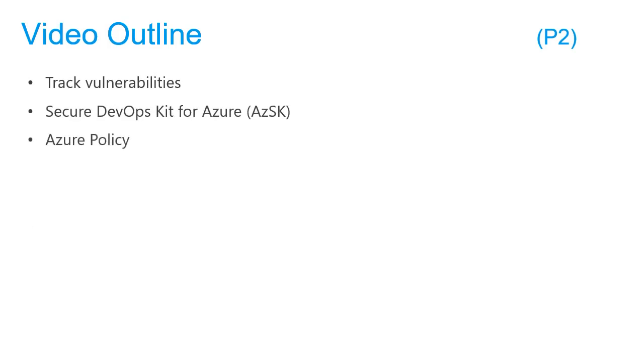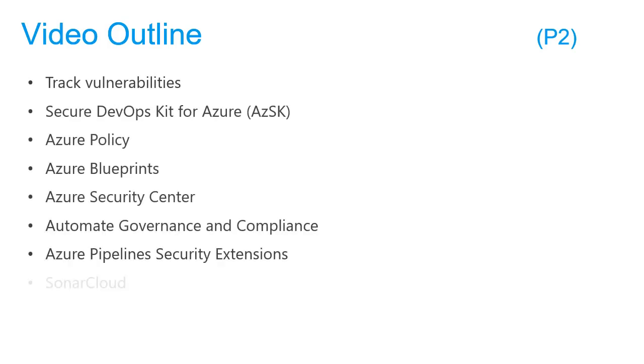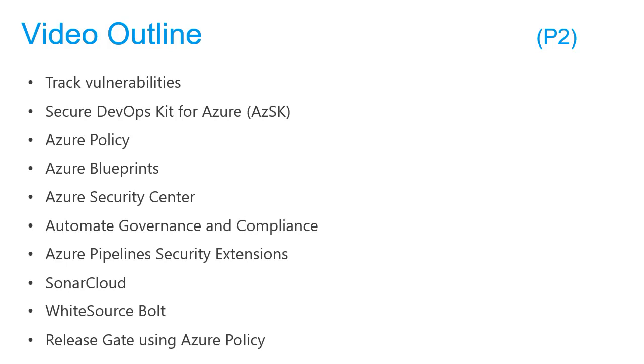So it is not only the application we are validating, but we are also validating the infrastructure. After that, I will talk about how we track vulnerabilities. Once we find vulnerabilities, how do we track them so we can make sure that we don't forget them? Then we will talk about Secure DevOps Kit for Azure, or AzSK, a security kit provided by Microsoft that enables us to improve the security of our application and infrastructure.